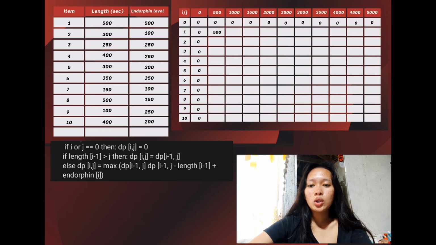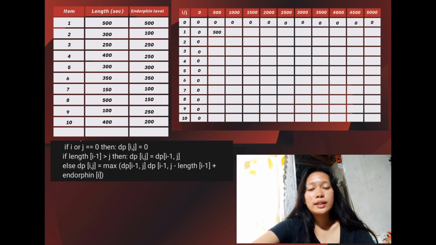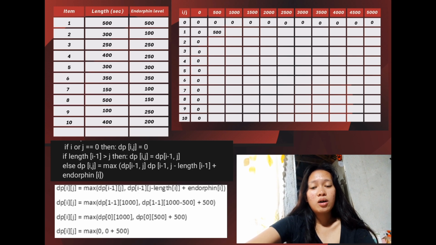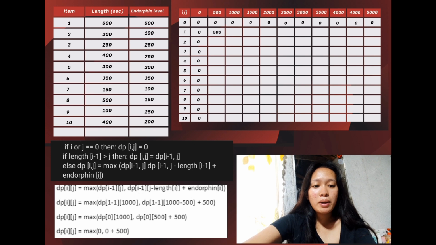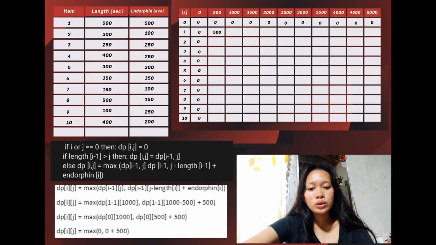Next is row 1, column 1,000. Here po, disregard na natin yung dalawang formula. Focus na lang tayo sa third formula to make it short. So, ganun din ang gagawin natin. Ilalagay lang natin yung i, which is 1, since nasa 1 pa lang naman tayo. So, 1 minus 1 is 0, then bring down 1,000. Ganun din. 1,000 minus 500 is 500, and plus natin yung endorphin level, which is 500. So, 0, 0 plus 500.